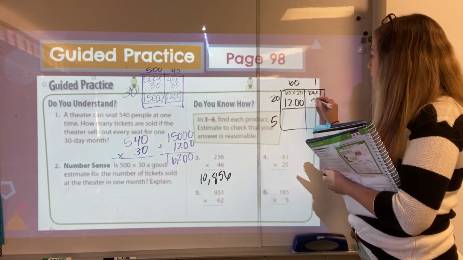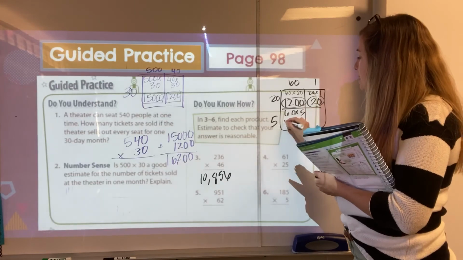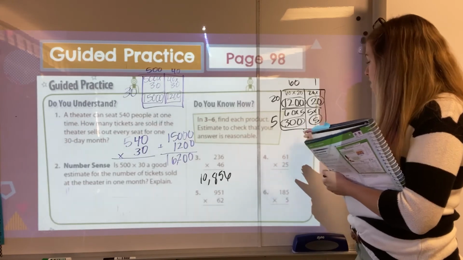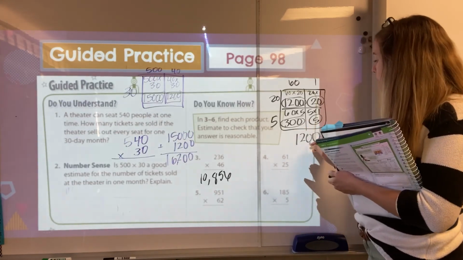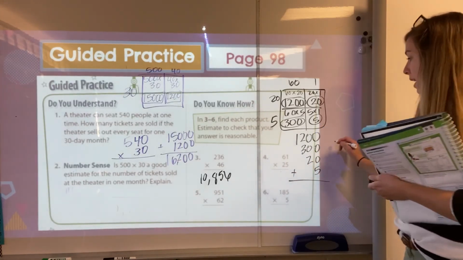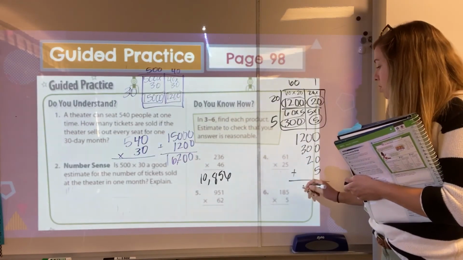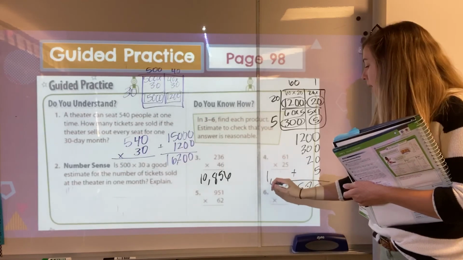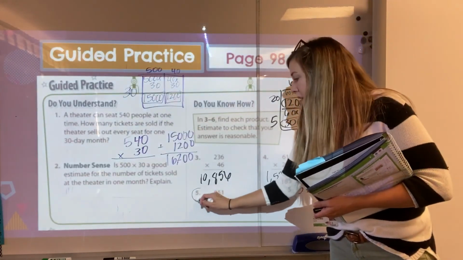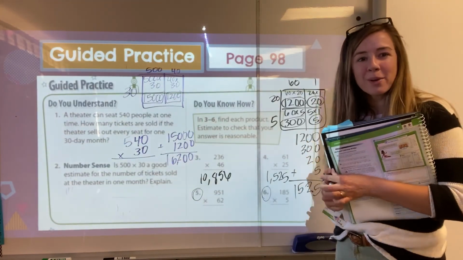20 times 1 would just be 20. That's nice. 60 times 5. 5 times 6 is 30, plus your 0. And then 5 times 1, well, that's just 5. So now I can take all my partial products, my 1200, my 300, my 20, and my 5, and add them together. So zeros plus 5 is just 5. Zeros and 2, just 2. 2 plus 3 is 5, and our 1. So we get 1,525 right there. I would like you to try number 5 and number 6, and then we will talk about them in small group. Great job.